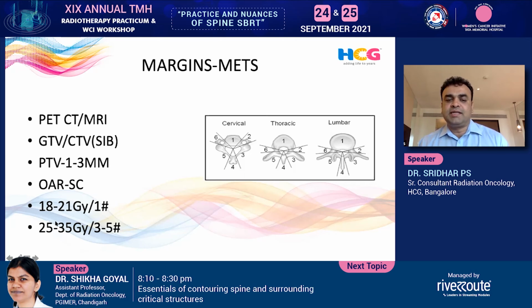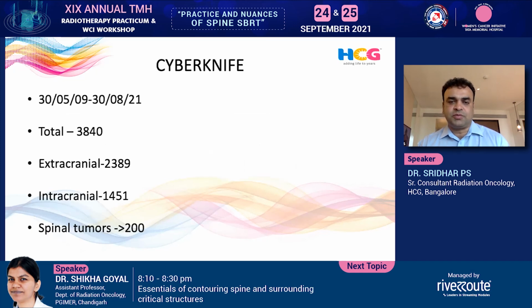The dose is 18 gray single fraction to 21 gray single fraction. I usually don't practice much of the single fractions. I fractionate. It is the safest, and with the spinal cord we should always have respect for the spinal cord. I usually practice 25 to 35 gray in either 3 to 5 fractions.